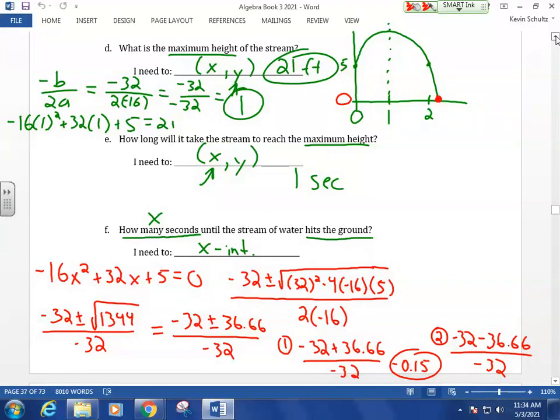Our second one, negative 32 minus 36.66 divided by negative 32, is, hold on, I do the same thing I just did, 2.15 when rounding.